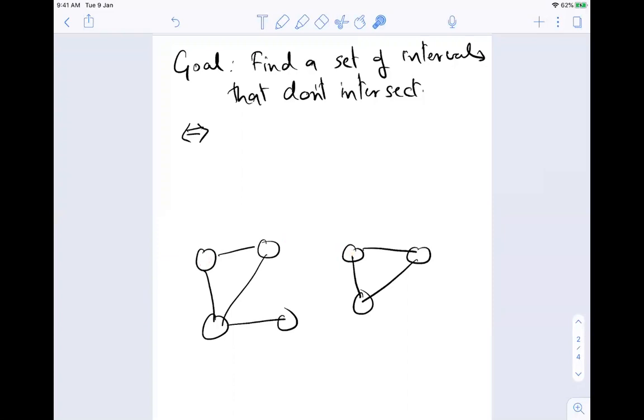Now this is not what I'm interested in. If I have such a graph, I am happy to have this vertex. If this vertex is an interval, I know that this vertex intersects with this vertex and this vertex, so these two intervals cannot be scheduled. But this interval is not adjacent to this interval. That means if I choose this interval, I can also choose this interval. And if I choose this interval, I can also possibly choose this interval. Right?